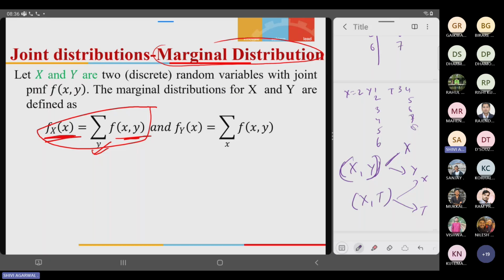Similarly, we can find out the marginal density function for y here. Marginal density function means what? Summation over all x of f(x,y), the joint density function. Okay, so it is a function of y alone. Function of y alone. It should be y. It is a function of y alone.